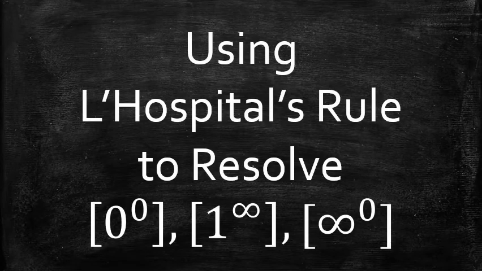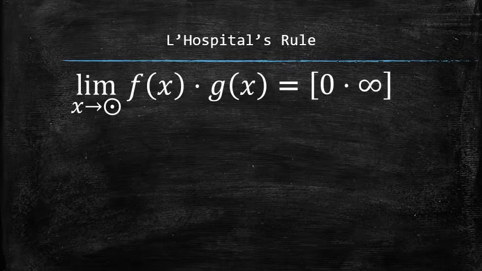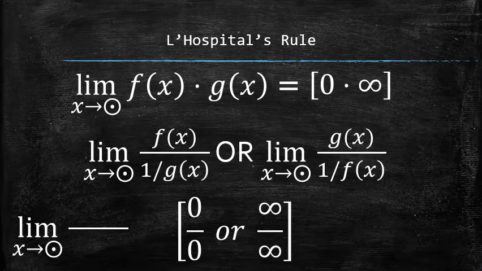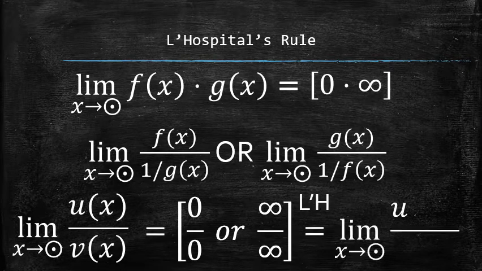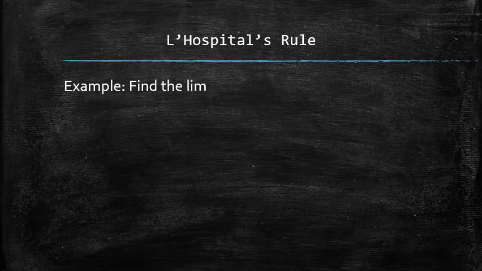Next, we will learn how to use the L'Hopital's rule to resolve the 0 to the 0th power, 1 to the infinite power, and infinity to the 0th power indeterminate forms of limits. Let's recall the fact that we know how to resolve the 0 times infinity indeterminate form by converting it to 0 over 0 or infinity over infinity type, and then using the L'Hopital's rule. Let's do the following example.